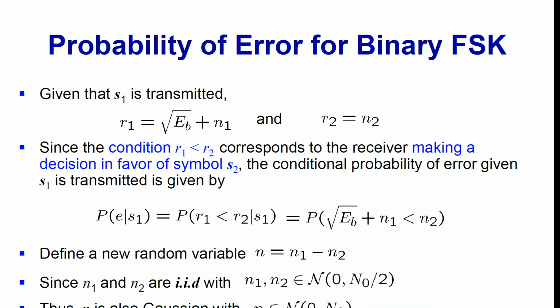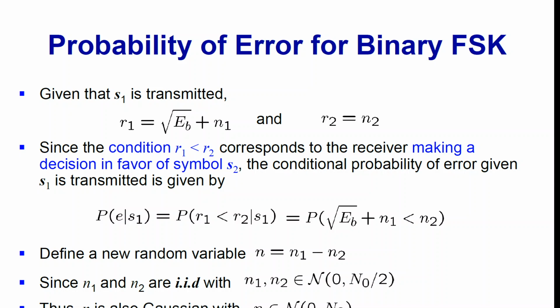Now the probability of error. You assume that symbol S1 was transmitted. The probability of error happens when R1 is less than R2 and S1 is transmitted. S1 transmitted, but it falls in the region R1 less than R2. So that is probability of E given S1 is probability of R1 less than R2 given S1.